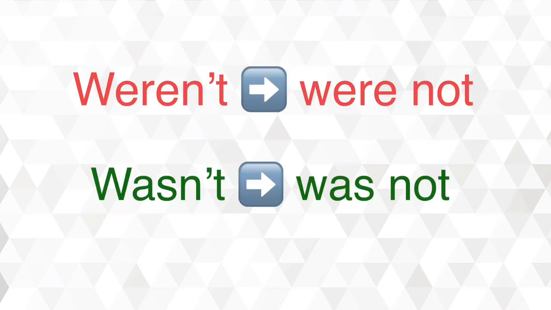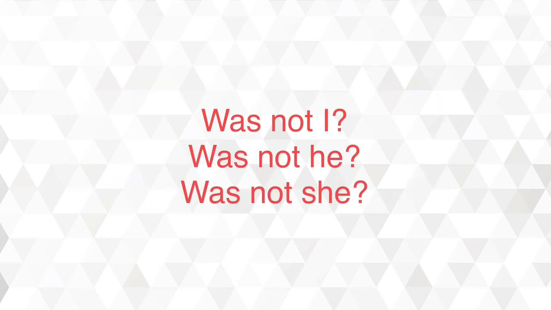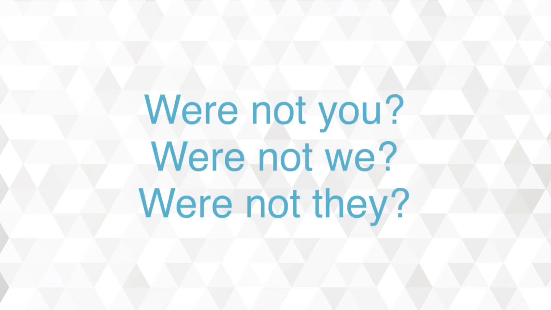Weren't is the short form of were not. Wasn't is the short form of was not. So, was not I, or was not he, was not she, were not you, were not we, or were not they.